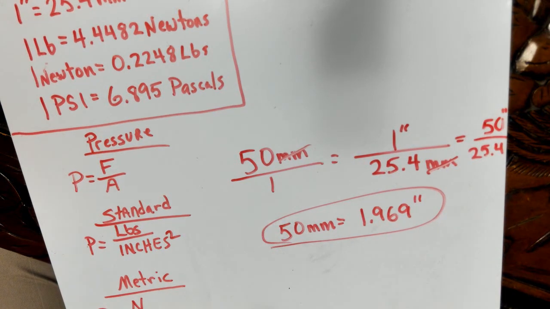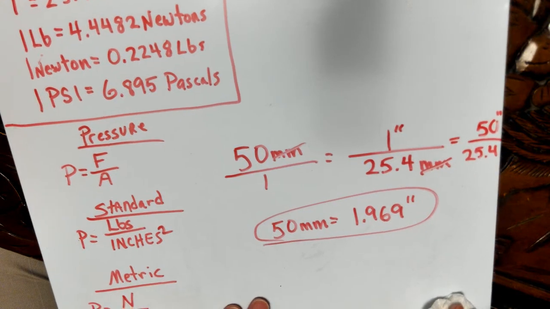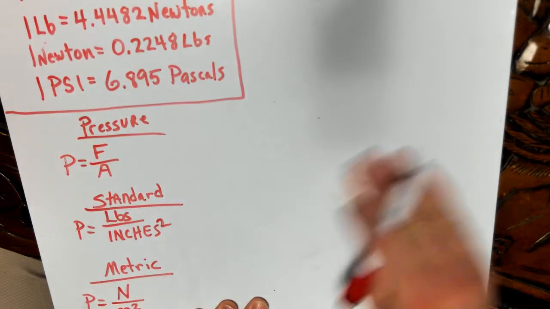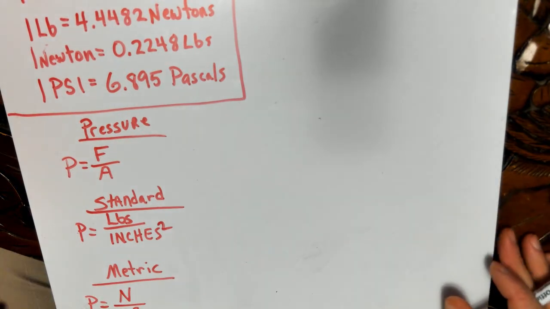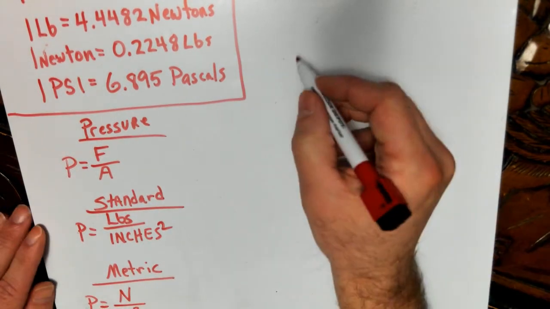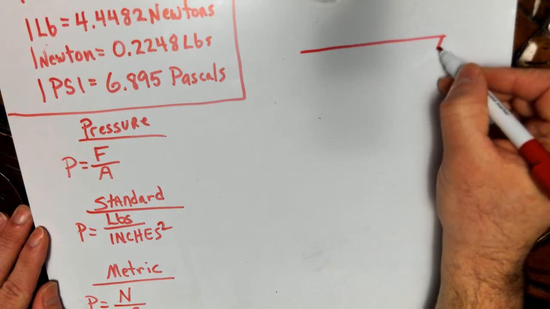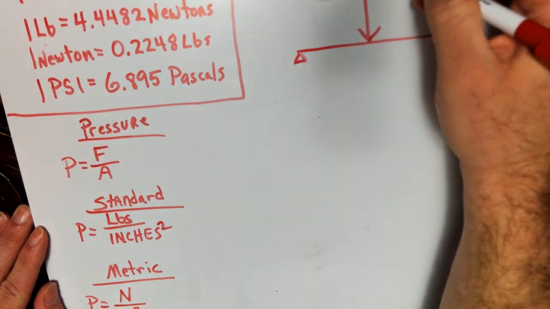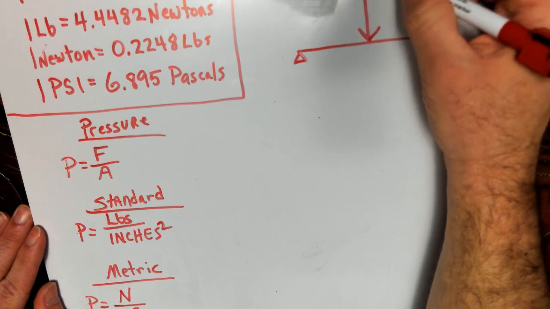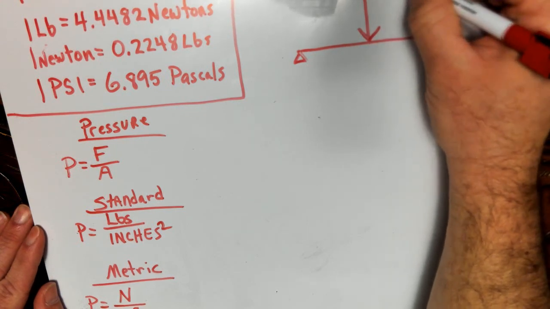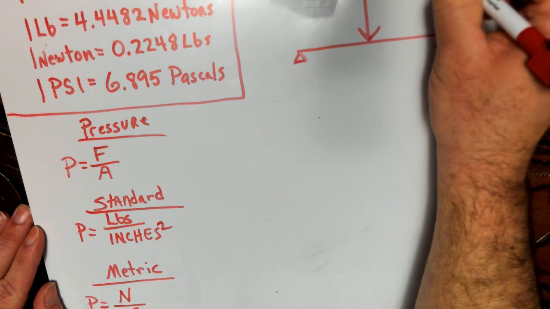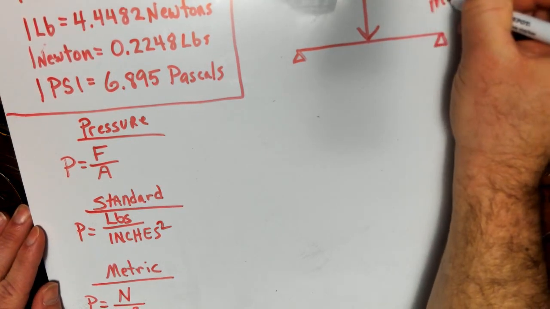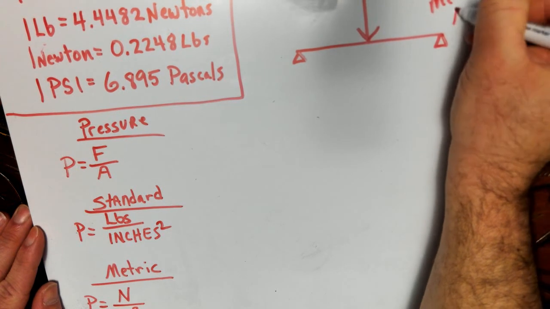Let me get that off there so you can see it. So again, now let's get into some pressures or forces, let's say. So again, here is a beam coming across. I got a force coming down on this thing that is, we'll say, 200 pounds. All right, that's in standard. I want to know what that is in metric newtons. Okay?